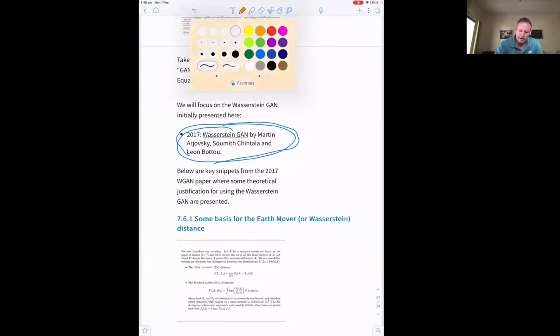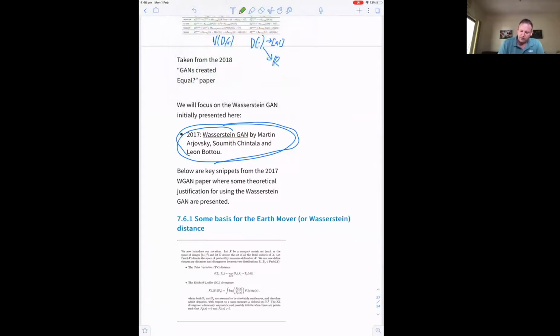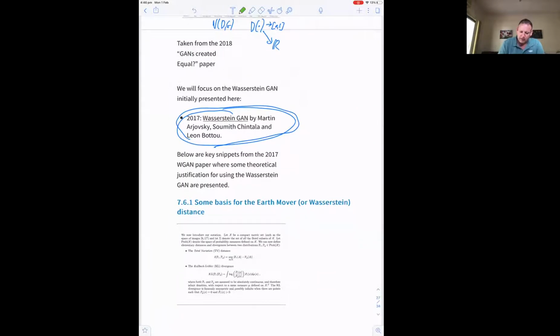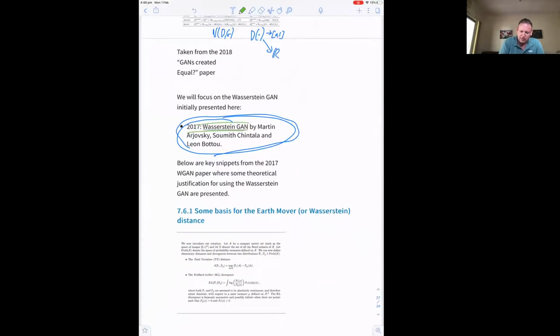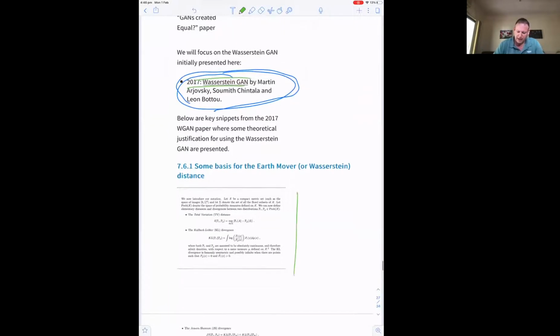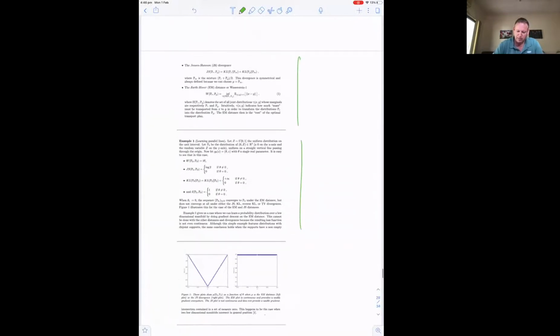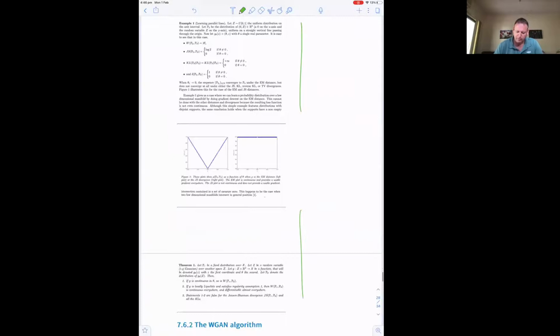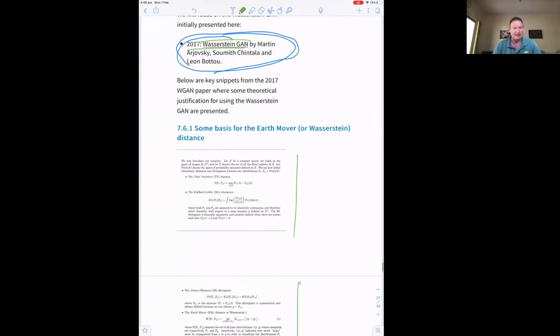Now, here's a, what I did here is I took things from this 2017 Wasserstein GAN paper and actually just brutally pasted a few things. We won't have time to speak about them all, but I'll explain briefly, and we'll need to almost finish with that.